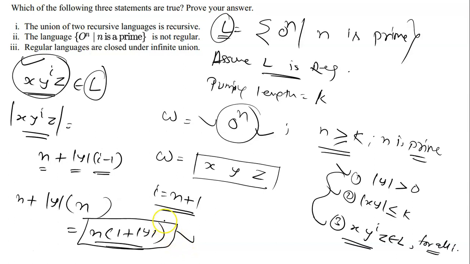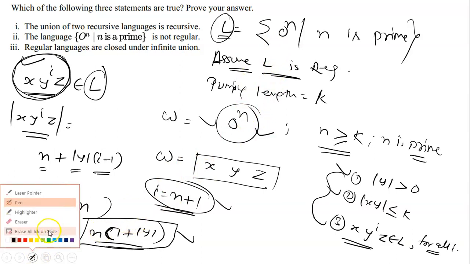Now this string should belong to language L, but the length is not prime, the length is composite. The length is n multiplied by (1 plus the length of y). So this is a composite number, and hence this string does not belong to our language L. For this i equal to n plus 1, the third condition is violated, hence the pumping lemma is violated, and our assumption is wrong. So this L is non-regular. This is the proof using the pumping lemma. Very easy proof, there is nothing much. You should know what the pumping lemma is, and you can very easily prove it. So this is the formal proof.